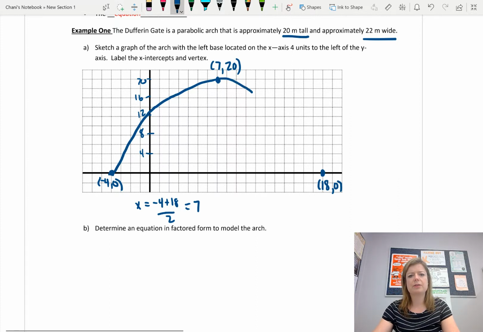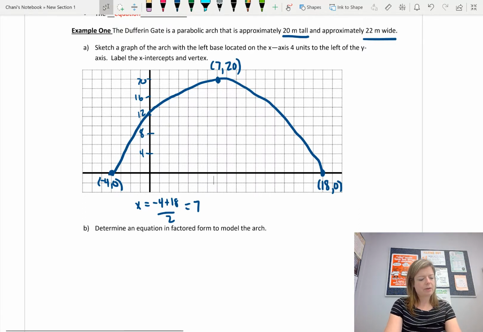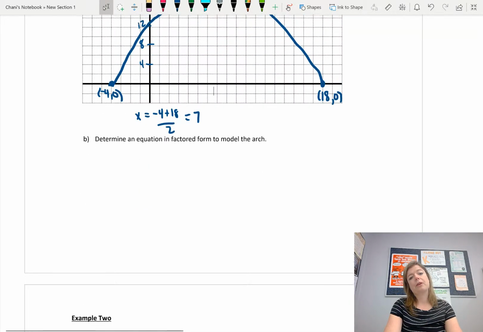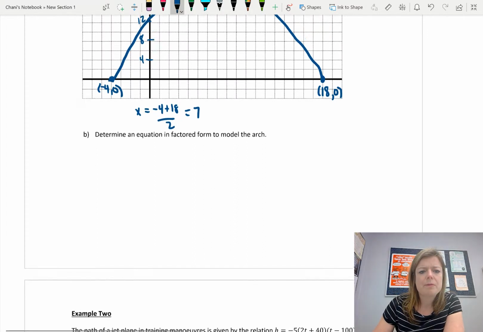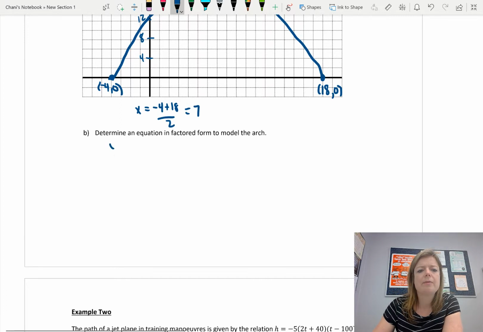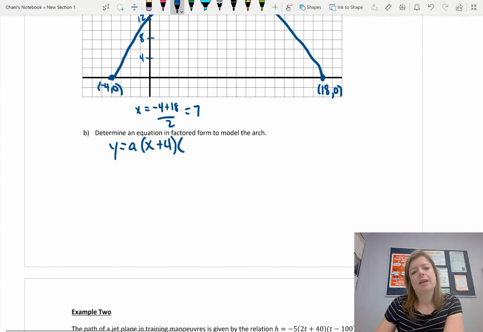So you don't want the arch to look too straight. You don't want to curve out too much to look too L-like. So that is a good representation. So now we're going to come up with our factored form of the model. So we will start with y equals a, and then we know our first zero is -4. So we do x plus 4, remember minus -4, and then x minus 18.